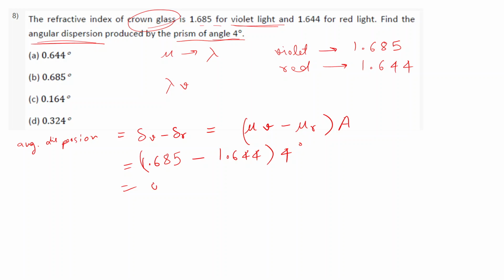This will give us 0.041 multiplied by 4 degrees, which is the angle of the prism. So multiplying by 4, we'll get 0.164 degrees. This is the angular dispersion, 0.164. C is the correct answer.